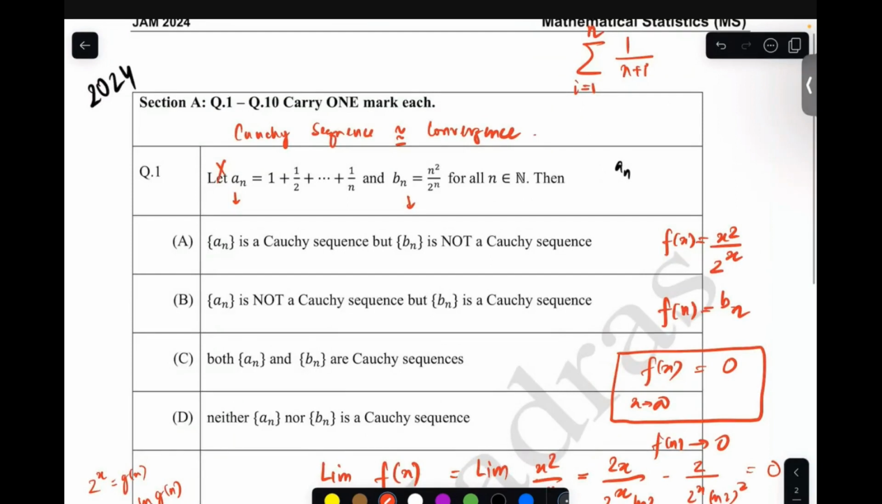But the basic idea is that exponential moves much faster than polynomial. So hence this is convergent. But this is not convergent. a_n is not convergent and therefore a_n is not a Cauchy sequence, and b_n is a Cauchy sequence. b_n is a Cauchy sequence because it converges to 0. All of you understood this, guys? Yes or no?